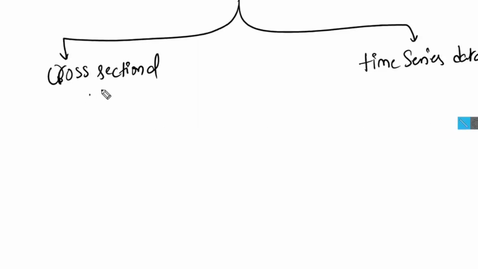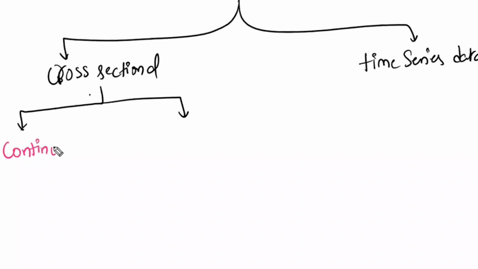Now, within the cross-sectional data, again I have two types. The first one is called continuous data, and the second one is called discrete. Continuous and discrete. What is meant by continuous? It can have any value. There is no fixed one. Fixed numbers of things are not there.